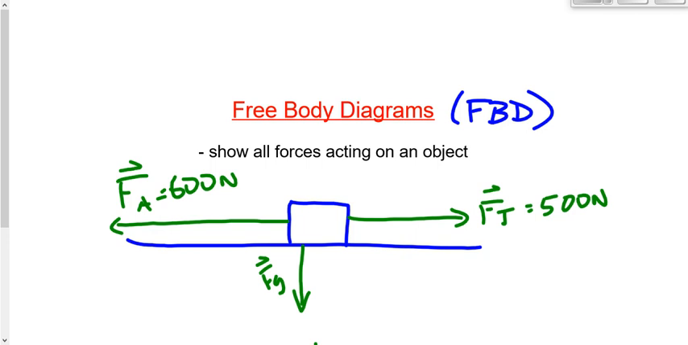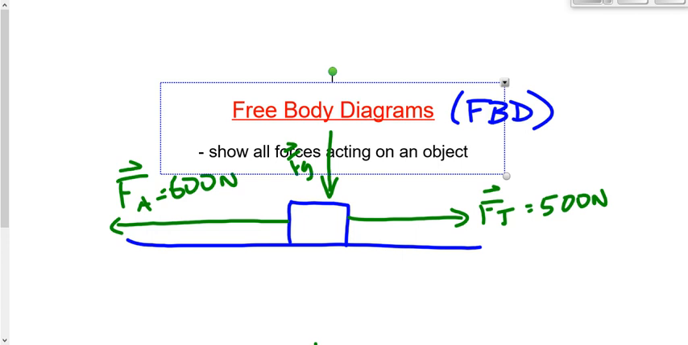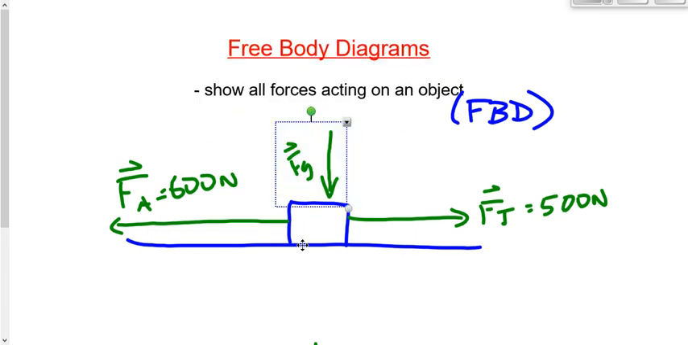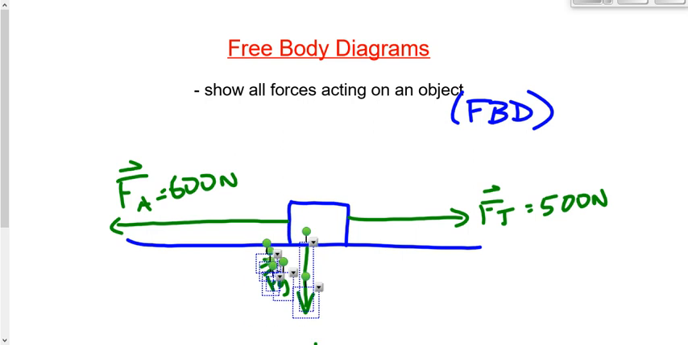Now, could we have drawn that force of gravity somewhere else? Like maybe up here? Could we have done that? Sure we could have, as long as it's drawn in the right direction, which is downward here. Now, are there any more forces acting here, or is that it? Yep. Good, there's a normal force.